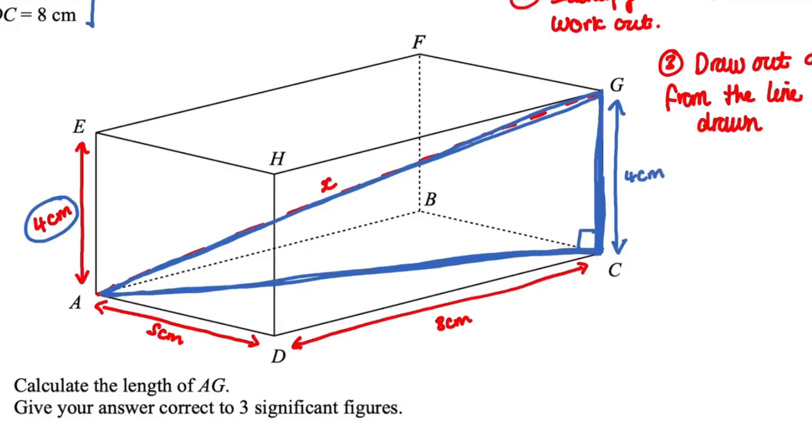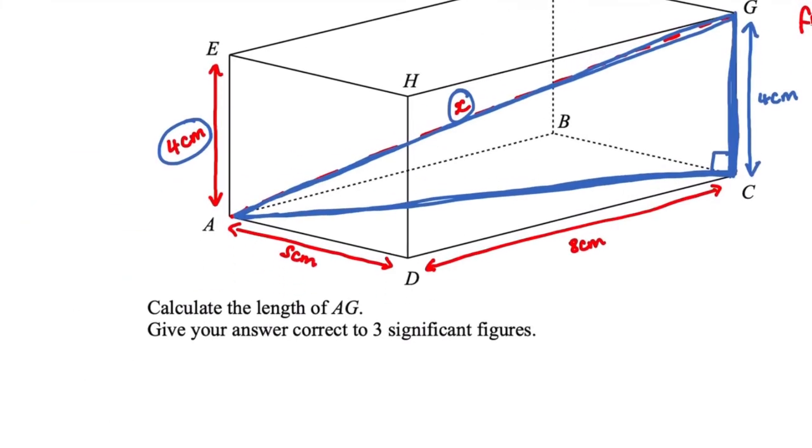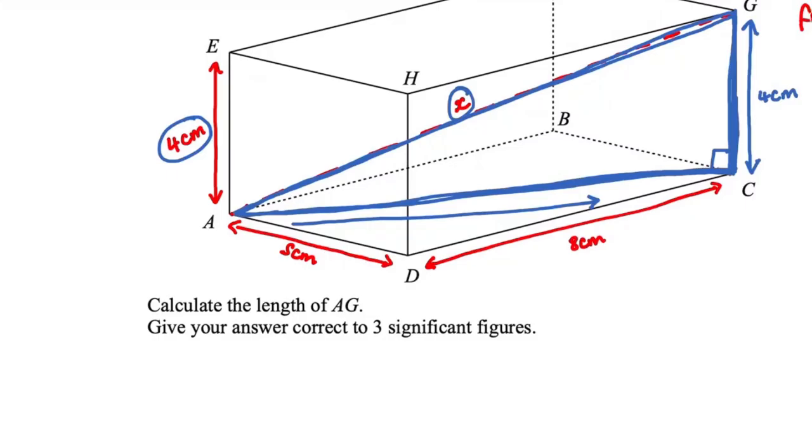Okay, so that length there must also be 4 centimeters. Now the only thing we need to work out is X. But in order to work out X, we need to know the bottom line. We need to know this line over here. This bottom blue line is one line that we need to work out.